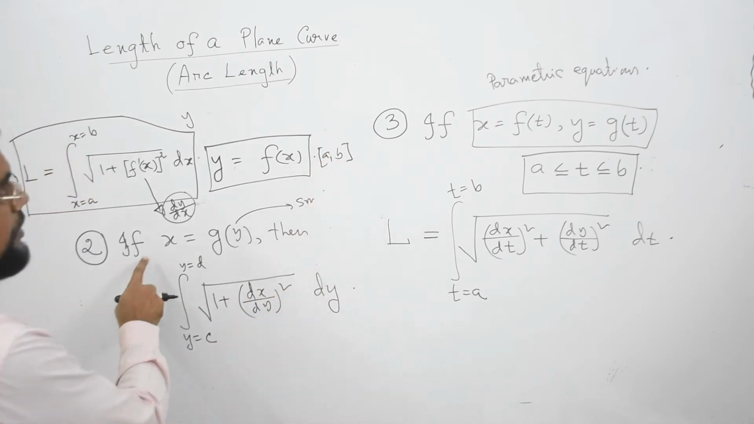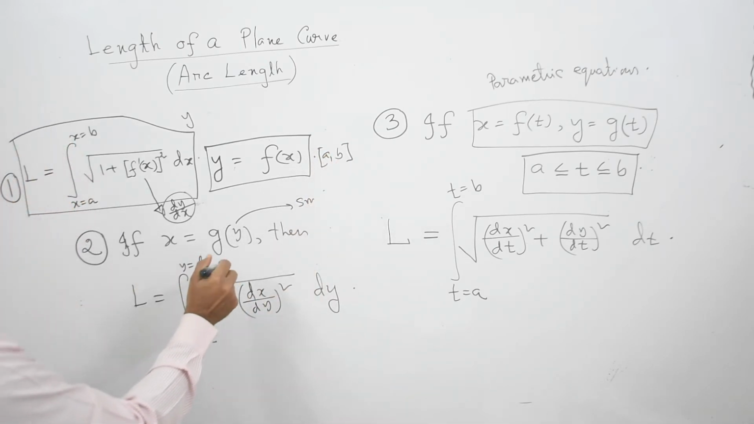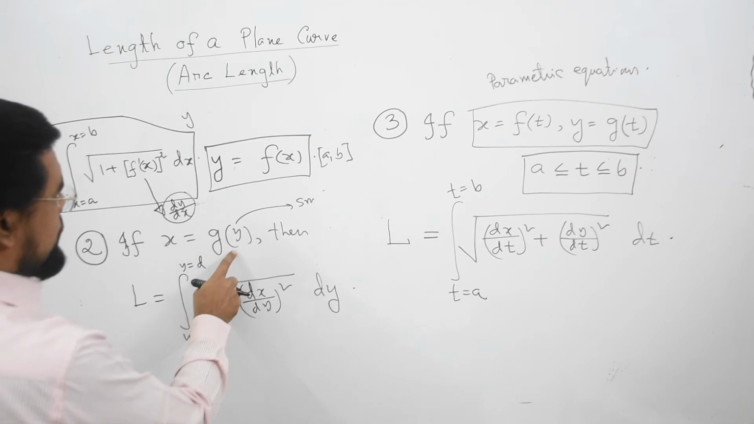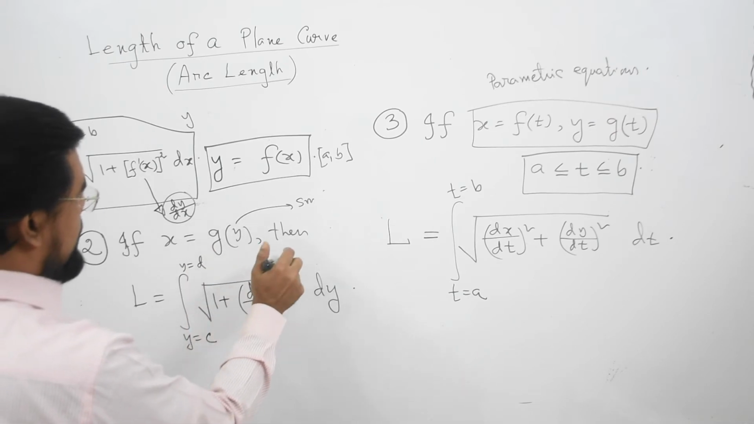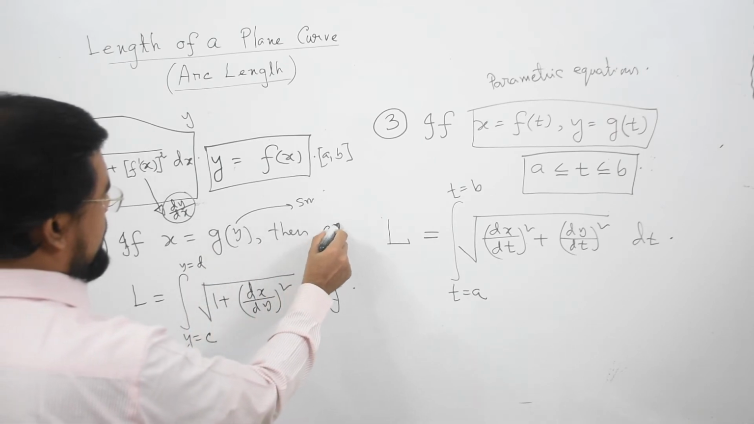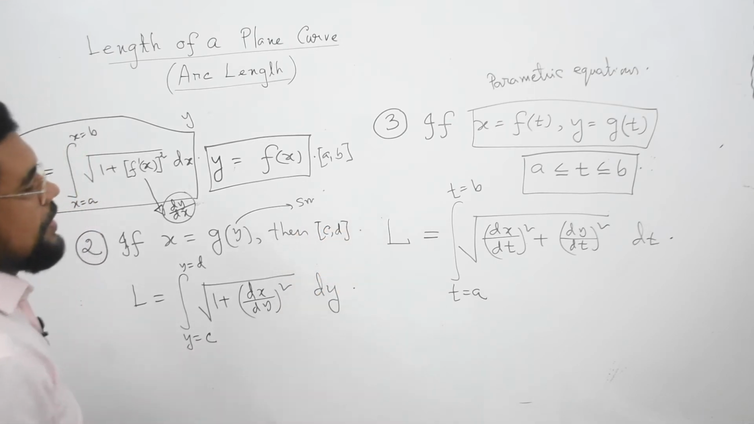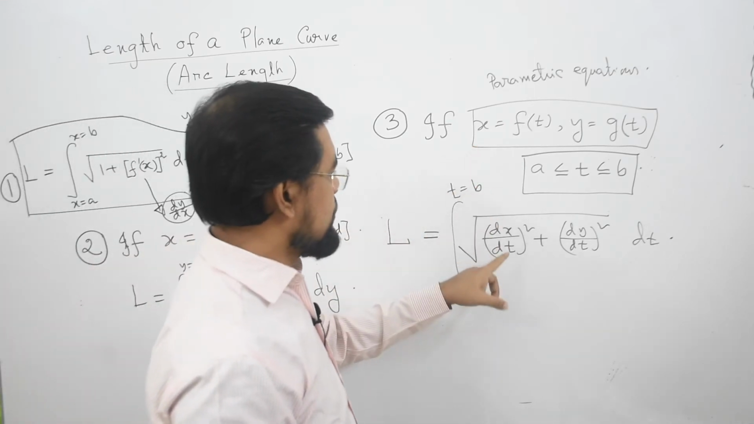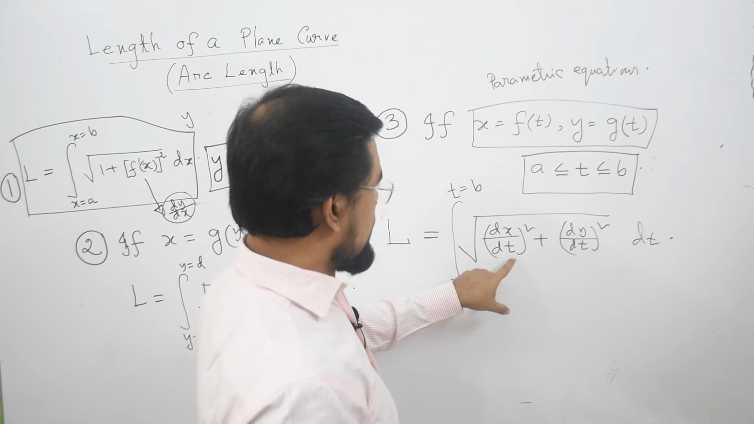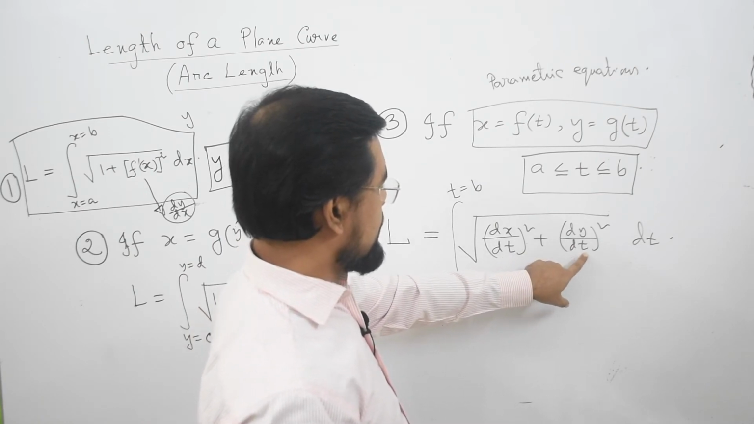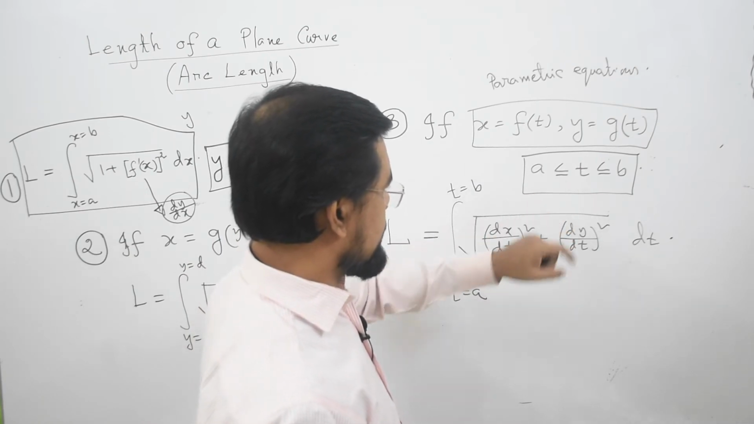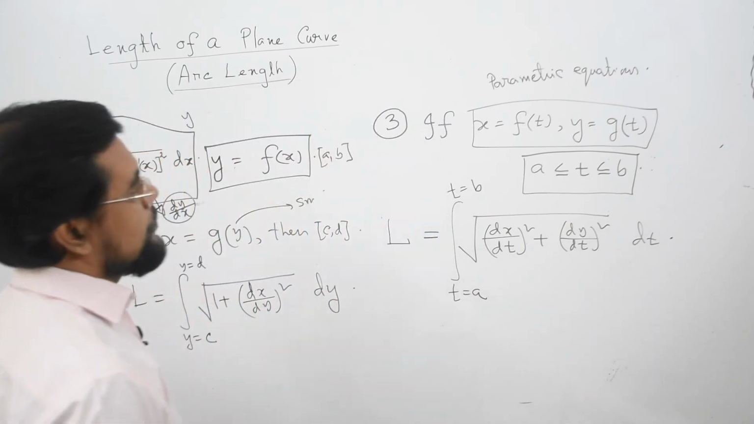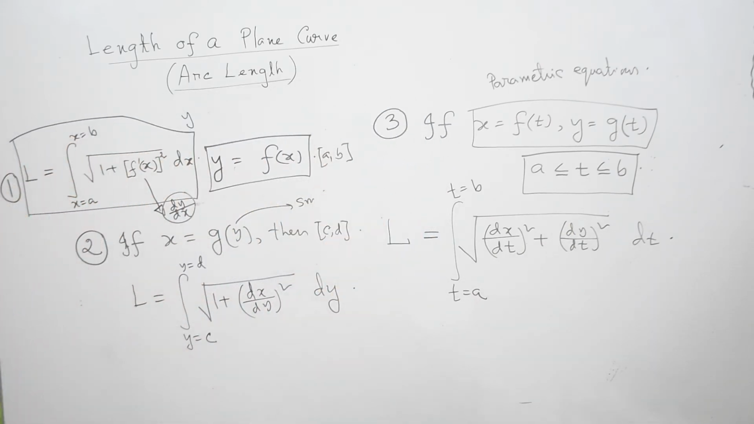And for the second one, this function should be continuous on [c, d], and in this case this one and this one should be continuous on this interval. So these are the formulas in order to calculate the arc length of a curve.